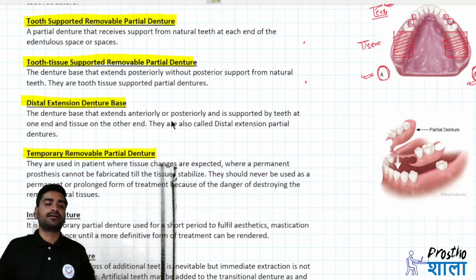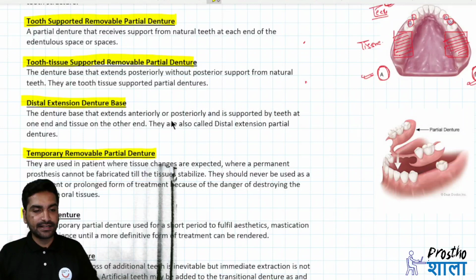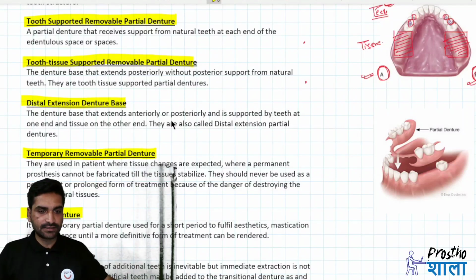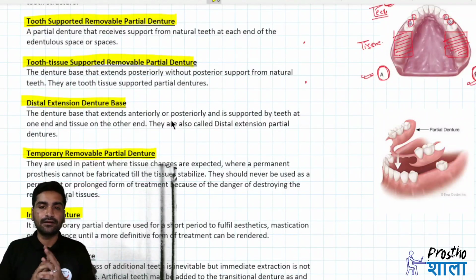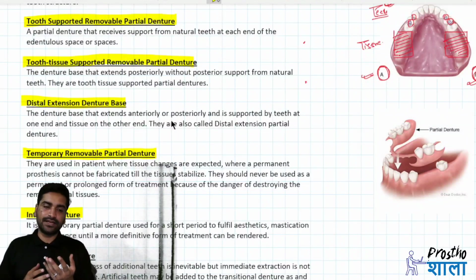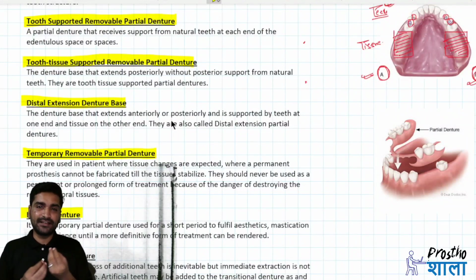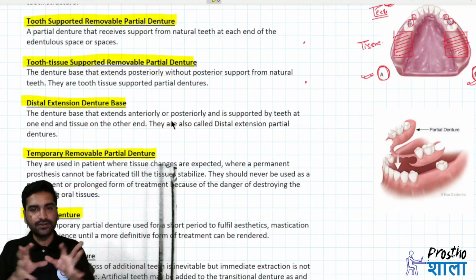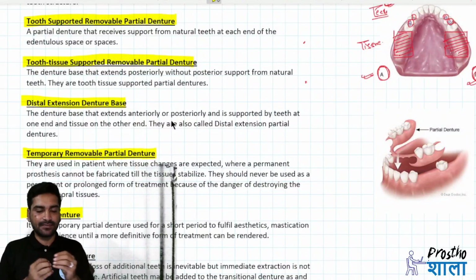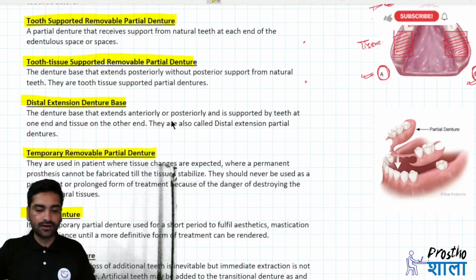Okay, then we have interim dentures. Interim dentures are temporary partial dentures used for a short period to fulfill aesthetics. Okay, interim, so intermediate dentures. Suppose a patient got the teeth extracted and has to visit somewhere in a nearby town for a wedding. So you give an interim or intermediate denture which will fulfill majorly the aesthetics and, in a minor way, the comfort and the mastication, right? So those are your interim dentures.